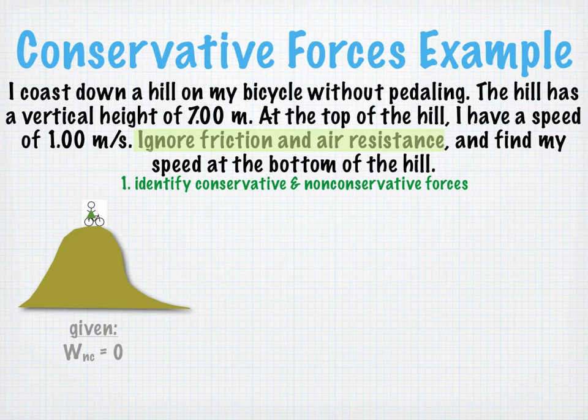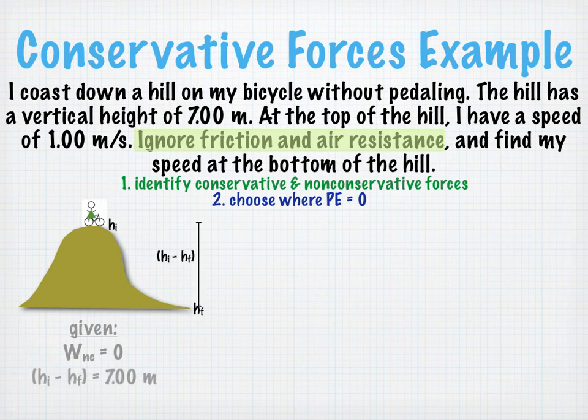Next, we need to choose where my gravitational potential energy will be equal to 0. Let's make this my H final position at the bottom of the hill. My H initial position is at the top of the hill, and we are given that the hill has a vertical height of 7 meters. So H initial minus H final equals 7 meters. We're also given my initial speed at the top of the hill. It's 1 meter per second. Now, what are we looking for? My final speed at the bottom of the hill.